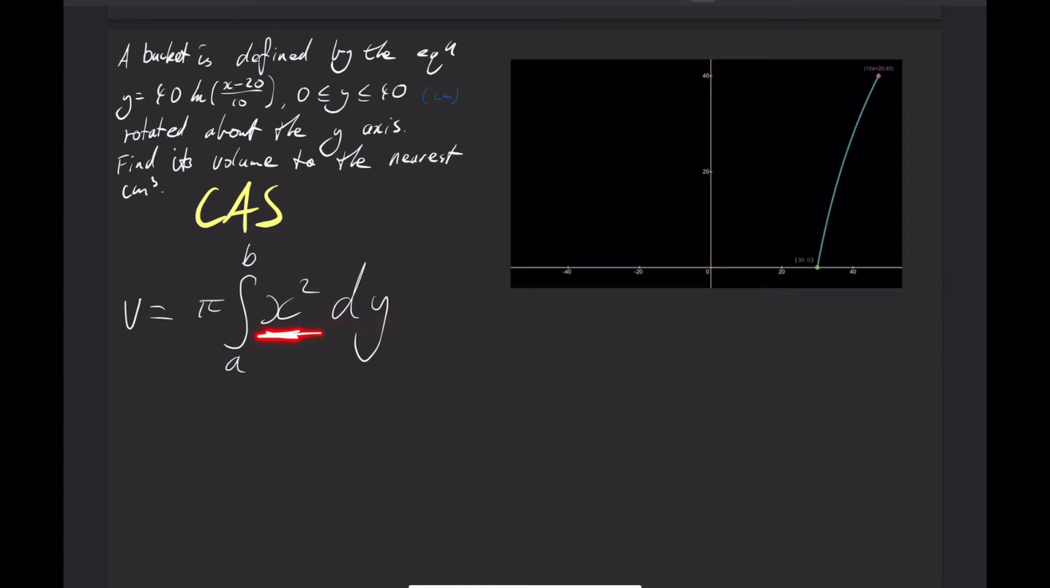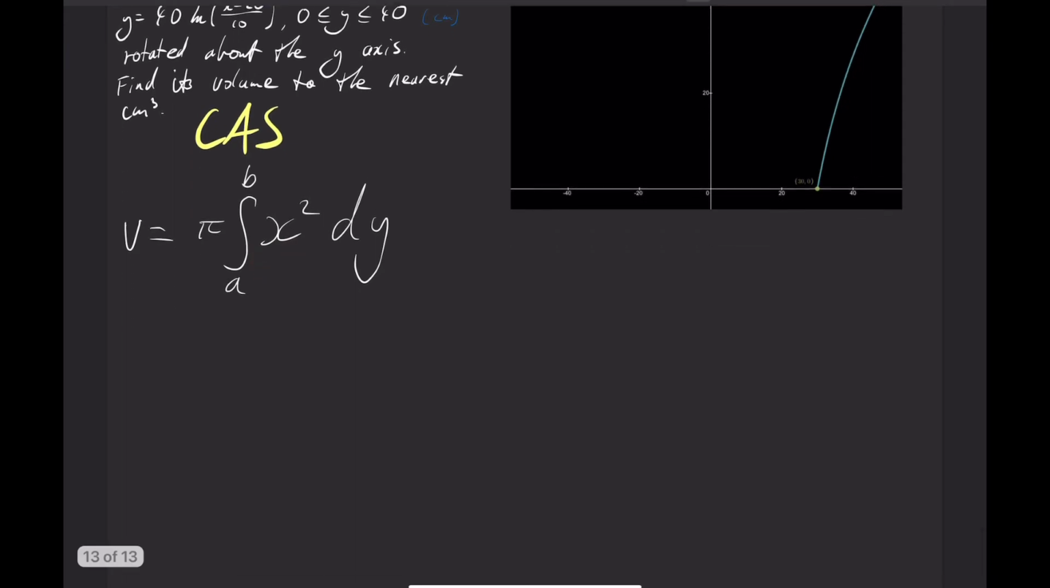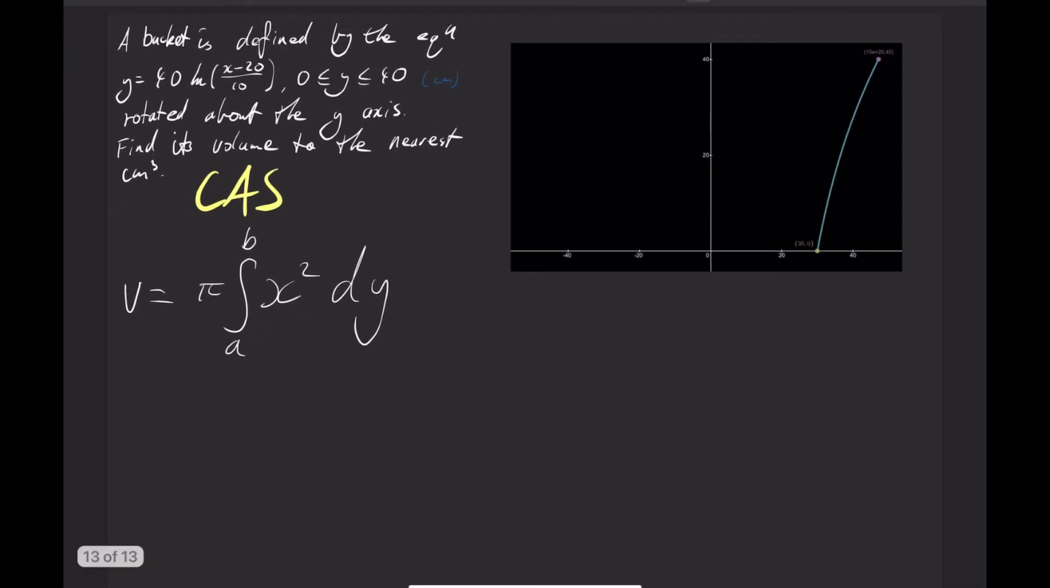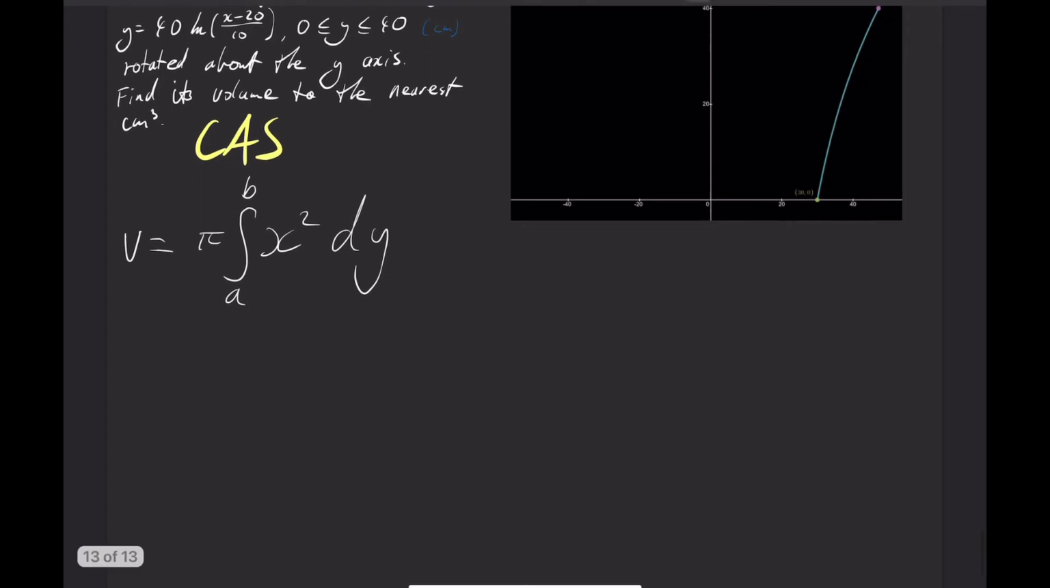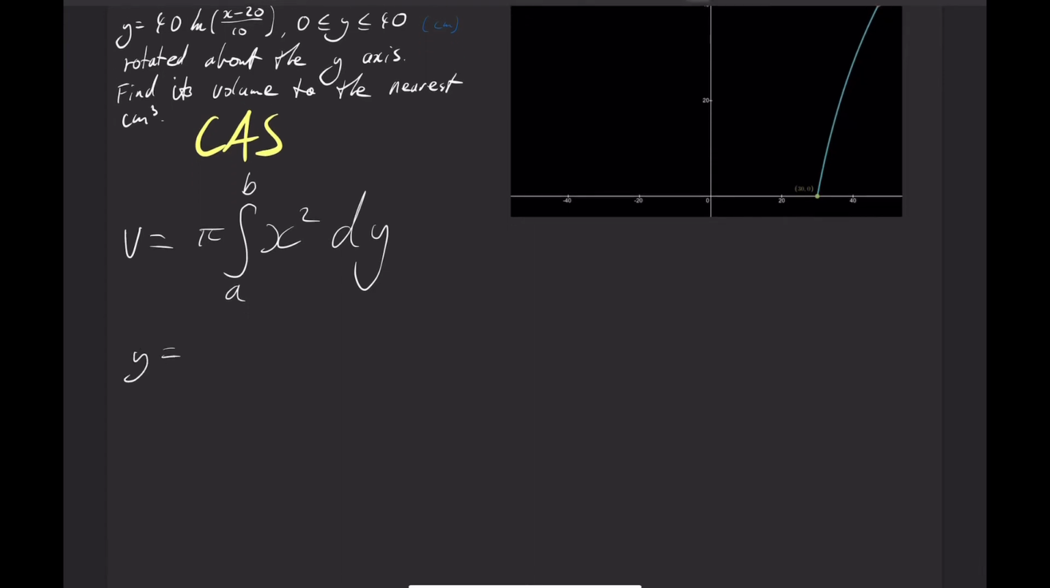So we need to find x squared. X squared is given by inverting this function. Because it's a CAS question, I encourage you to do this with your CAS if you can't do it by inspection, but because it's a relatively simple log, we can do this in a couple of lines. So let's rewrite our equation: y equals 40 natural log of (x minus 20) all over 10. We're going to divide by 40, raise both sides to the power of e, multiply by 10, and then add 20.